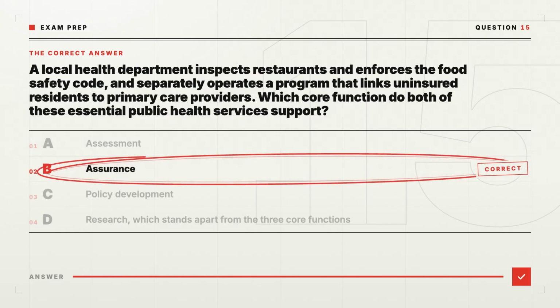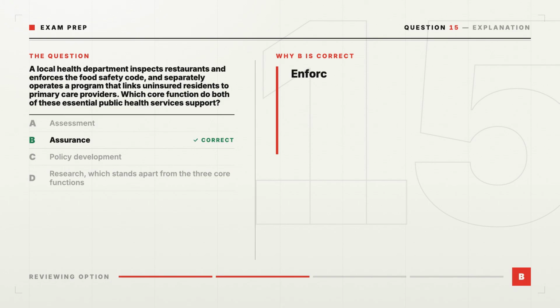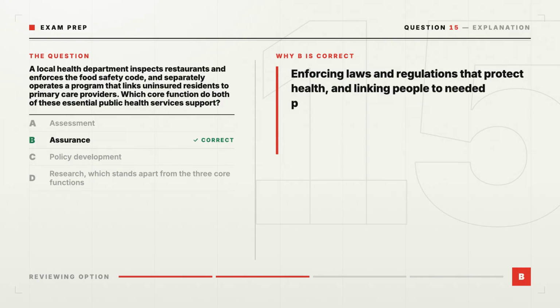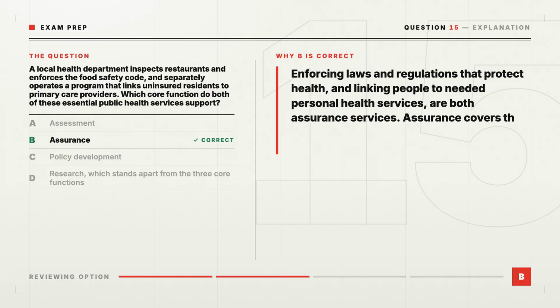The correct answer is B. Assurance. B is correct because enforcing laws and regulations that protect health and linking people to needed personal health services are both assurance services. Assurance covers the range of ways public health makes services and protections real, from direct provision to mandate to linkage. Services 6 through 9 of the 10 essential services all belong to this function.